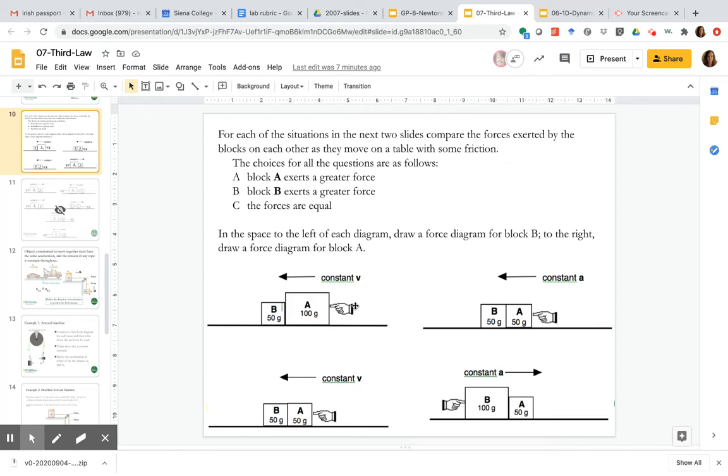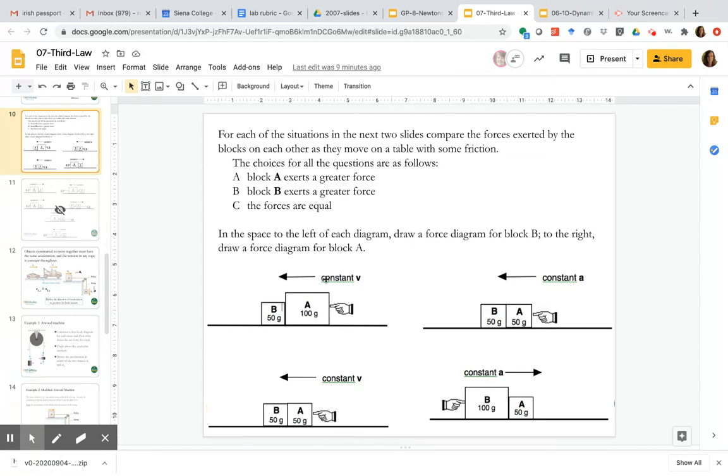We'll answer the question: does block A exert a greater force on block B, or does B exert a greater force, or do they exert equal forces on each other? And of course, the answer from Newton's third law is that their forces are always equal. But let's look at what that means for the free body diagrams.